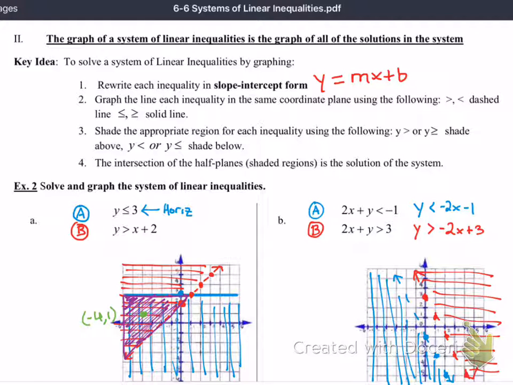Actually, for example 2B, if you noticed that they were parallel lines, you may have thought, oh, there's not going to be a solution right away, but you have to be careful because a solution in inequalities is anytime the shadings overlap. Even though the lines are parallel, it's possible that they could be shaded in between the parallel lines. However, these two parallel lines, the shadings are on the other sides of each other, so they will never overlap. Therefore, my final conclusion is that there is no solution.